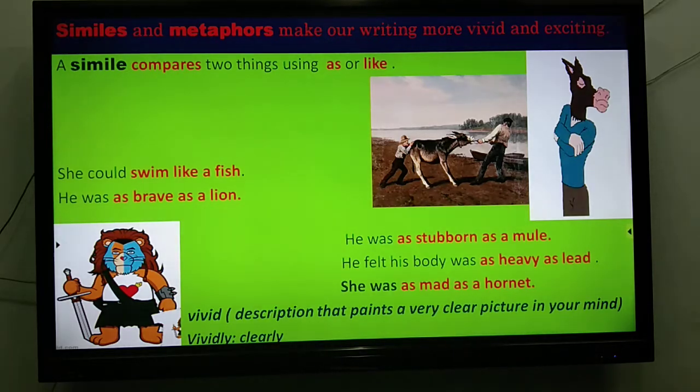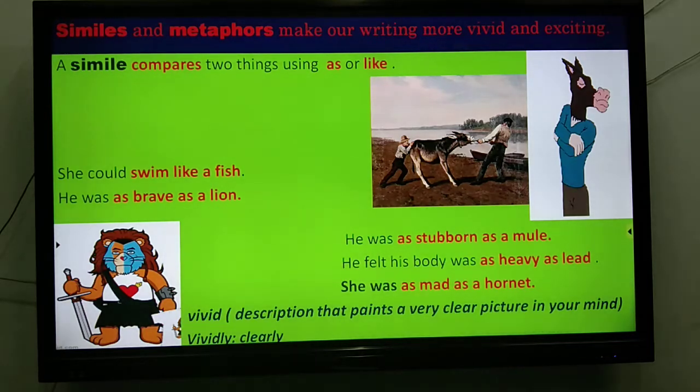Vividly means clearly. So a simile compares two things using as or like. For example, she could swim like a fish. She is not a fish, but she can swim like a fish. In the same way, he was as brave as a lion. Now when we say he was as brave as a lion, the picture of a lion comes to our mind and we can picture the person looking like a lion. Though he is not the lion, but he looks like a lion.